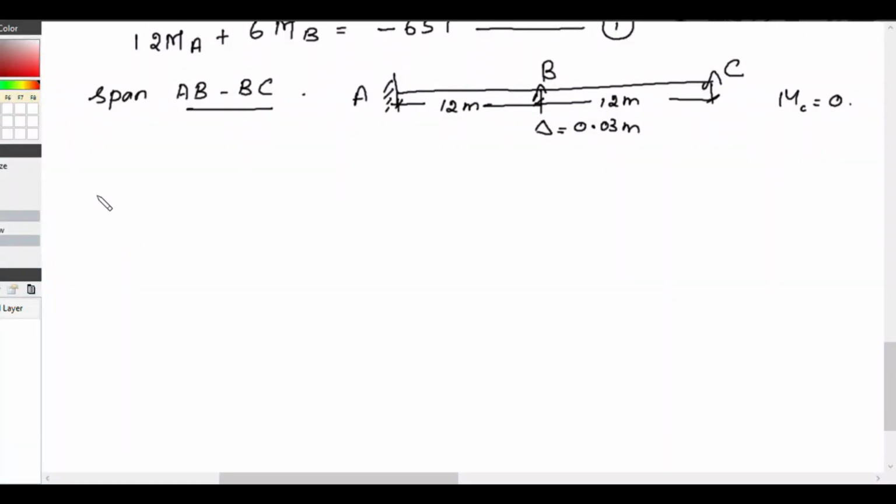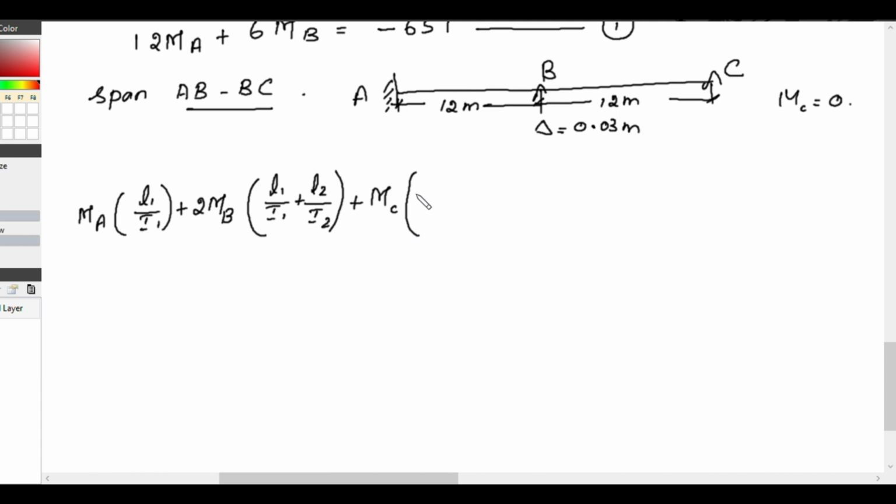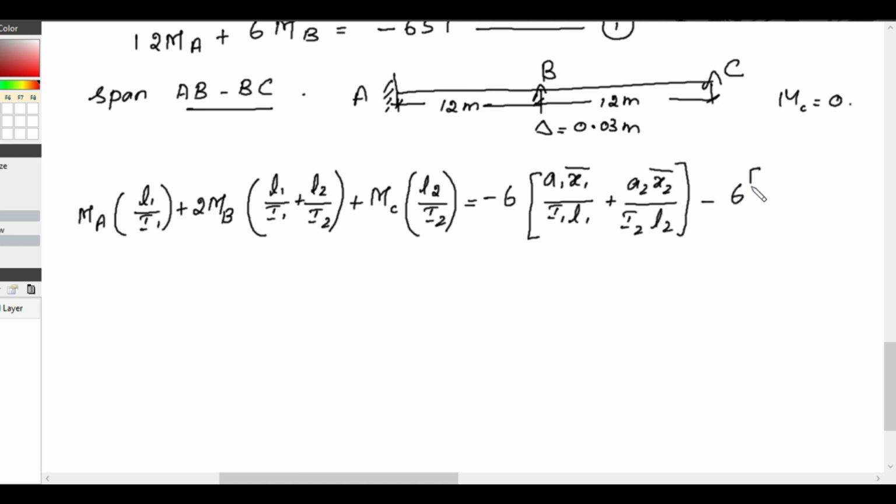Here the theorem of three moments becomes MA into L1 by I1 plus 2 times the intermediate support MB into L1 by I1 plus L2 by I2 plus MC into L2 by I2 is equal to minus 6 into A1 x1 bar by I1 L1 plus A2 x2 bar by I2 L2 minus 6 into E delta A by L1 plus E delta C by L2.